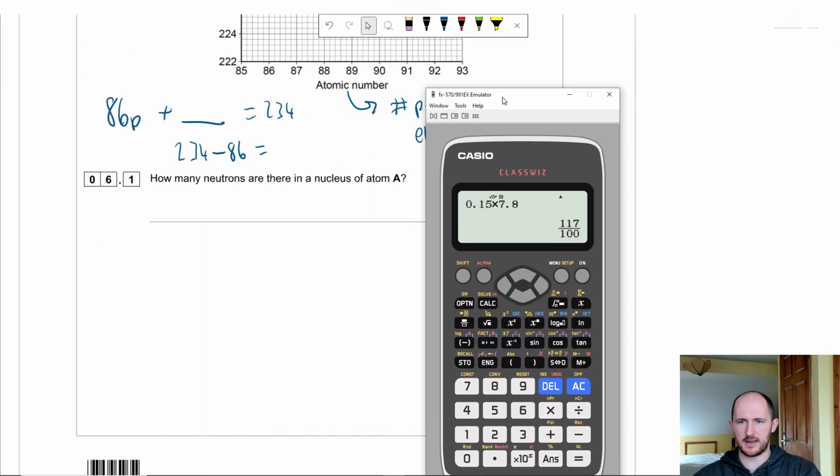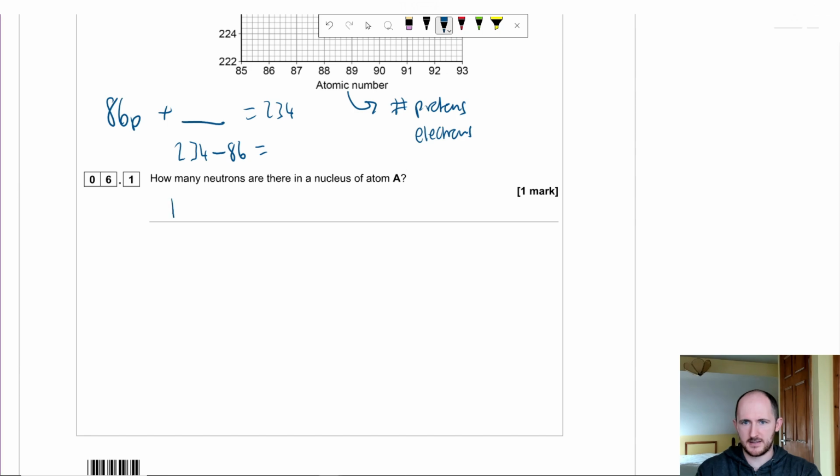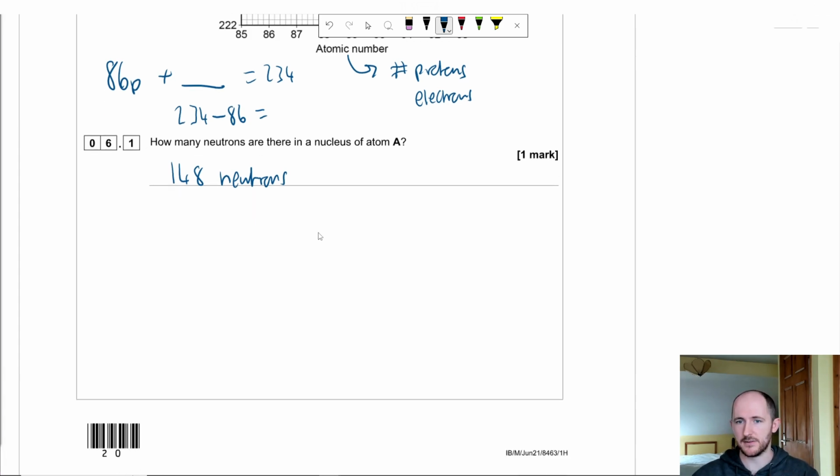And again, it's a calculator exam, so you're seeing me at my most lazy, where I'm just going to enter everything on a calculator. It's 148 neutrons. So again, atomic number tells you how many protons there are, also how many electrons. Mass number tells you in total how many neutrons and protons we have.